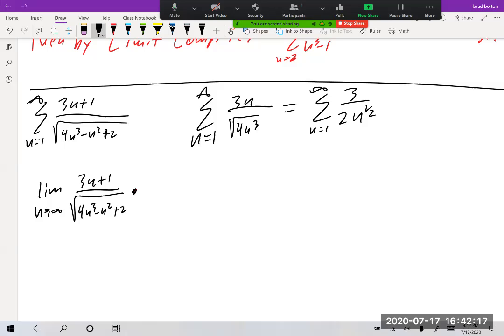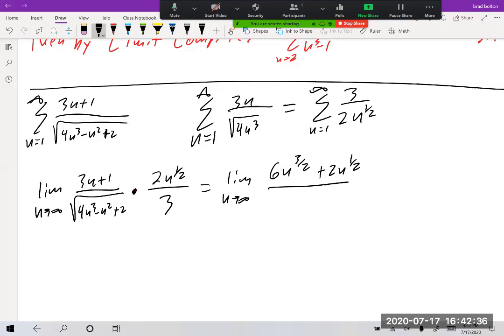So the limit comparison test says I have to multiply or divide by my test series, but dividing by this is the same as multiplying by 2n to the 1/2 over 3. I just multiplied by the reciprocal, and this would become the limit as n approaches infinity of 6n to the 3/2 plus 2n to the 1/2 all over the square root of 4n cubed minus n squared plus 2. Now I'm going to do some shadiness right here.